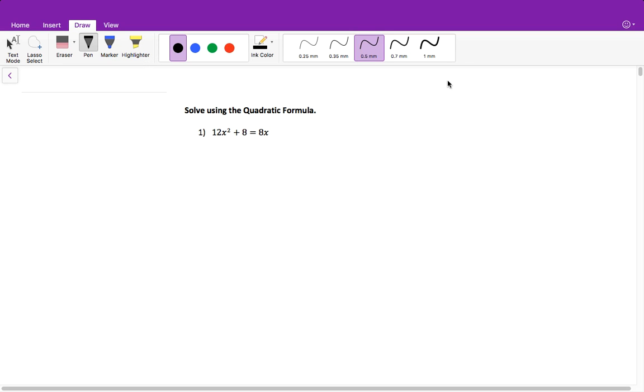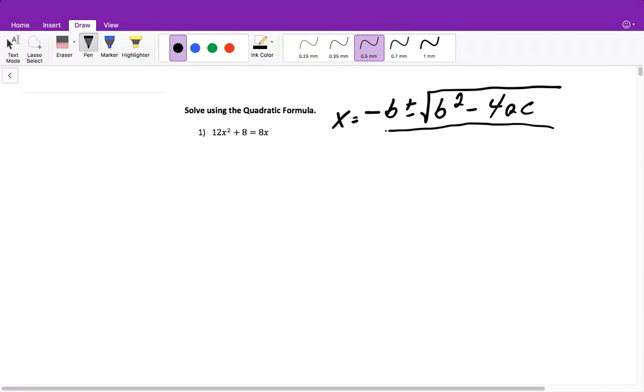All right, so I'm going to go through this pretty quickly. We're only going to go through the 5 review questions. For this one, using the quadratic formula, you will be given x is equal to negative b plus or minus the square root of b squared minus 4ac all over 2a. You will be given this, so you do not need to memorize.